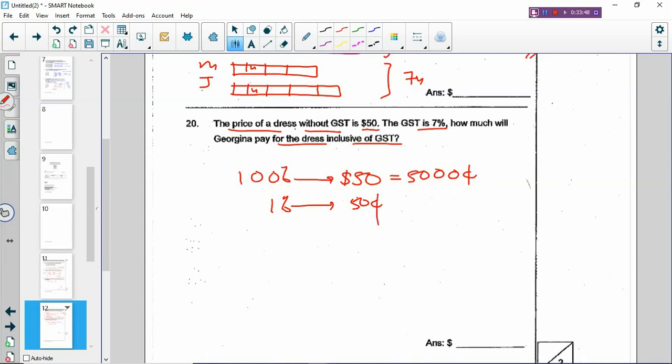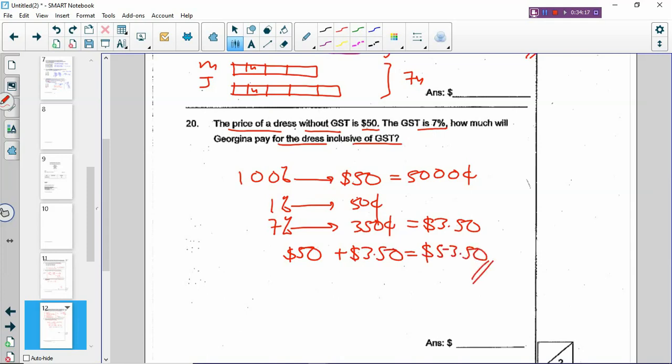And then can you find what is the GST, which is 7%? So that will be 350 cents, and that will also be $3.50. So now you can convert back to decimal. So how much did she pay for the dress, including the GST? Then you take the original price and plus the GST, which is your $3.50, and she paid $53.50 for the dress, including the GST. And that's how you solve this problem.